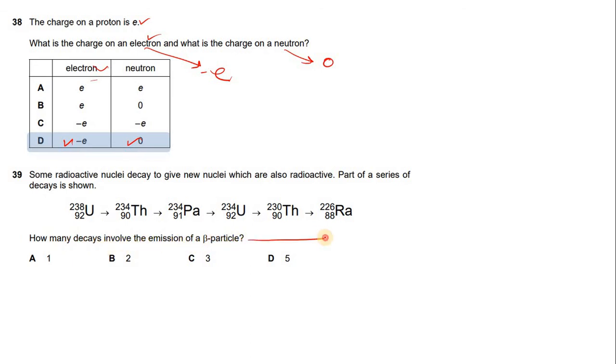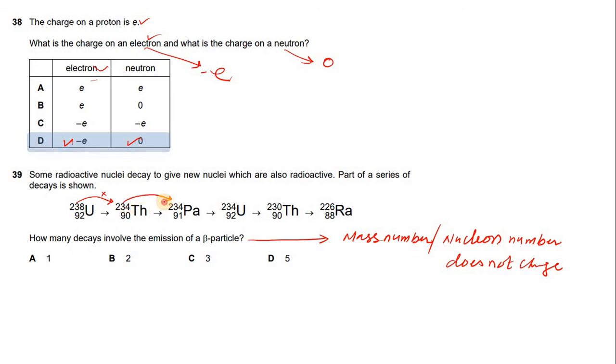Remember, in the emission of a beta particle, the mass number, or you can say nucleon number, does not change during beta decay. So you need to find which step is keeping the mass number the same. So the first step, 232 to 234. No, it is not a beta. This is in fact alpha. 234 to 234, mass number same. This is the one, correct one.